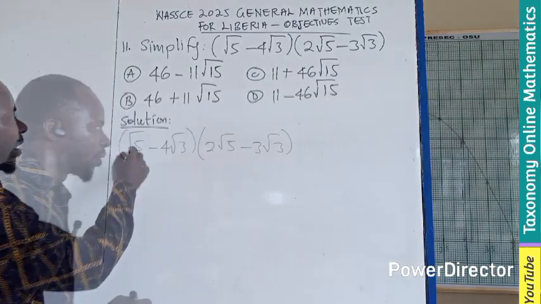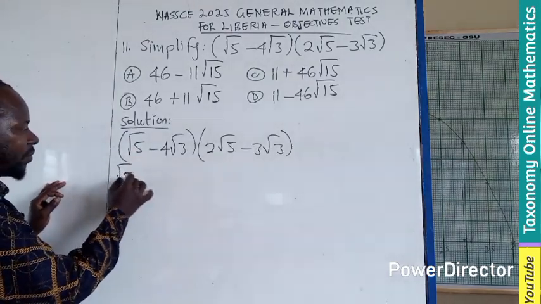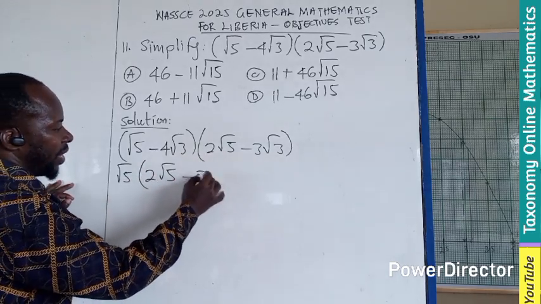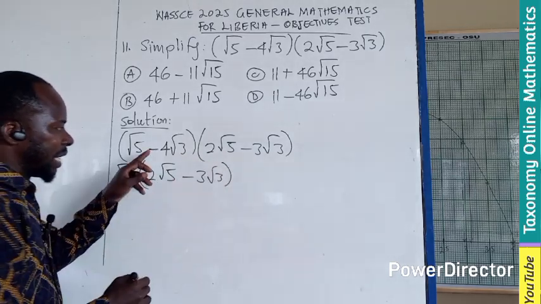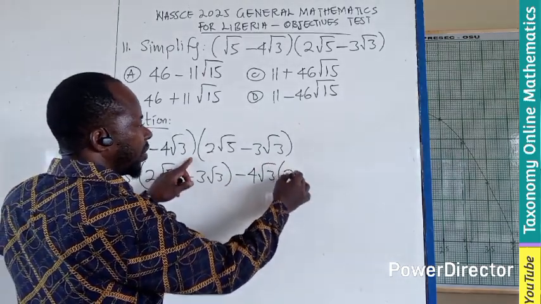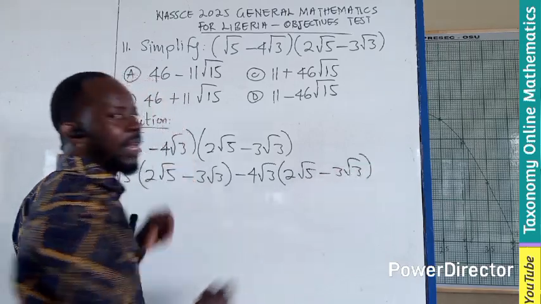So we are picking the first term here, which is √5, multiplying (2√5 − 3√3). Then you take the −4√3, multiplying (2√5 − 3√3).